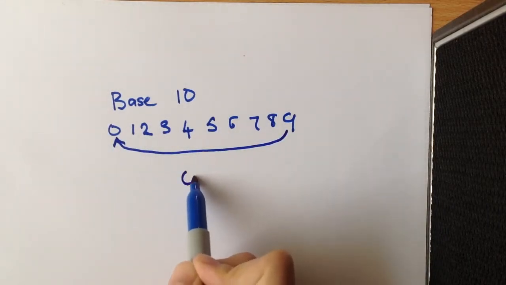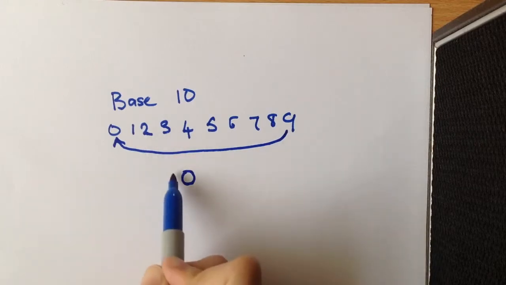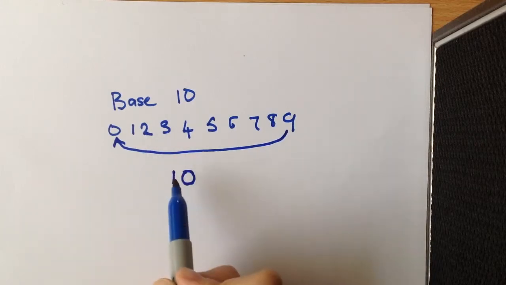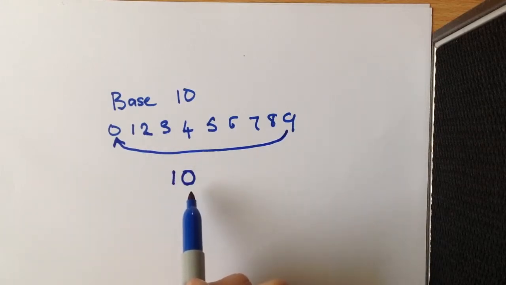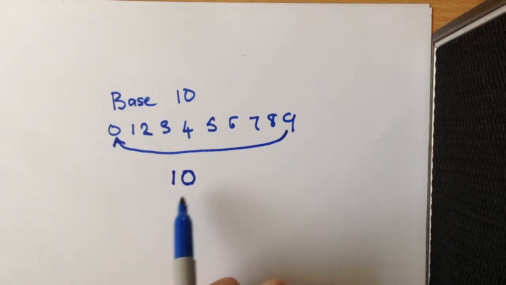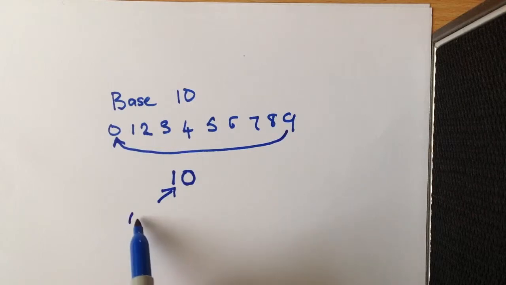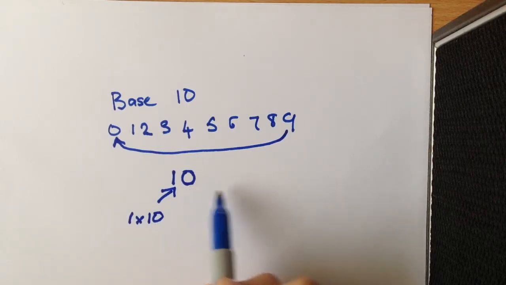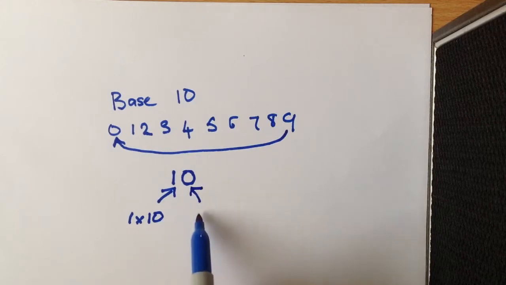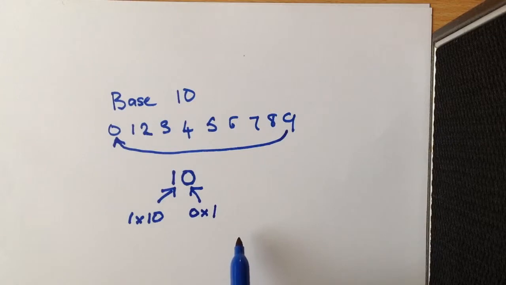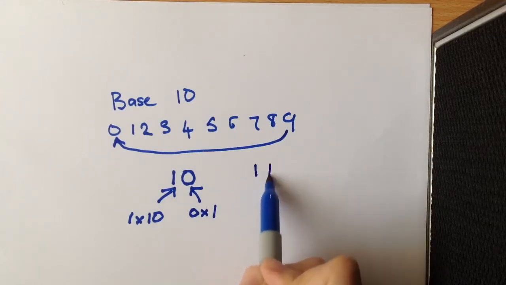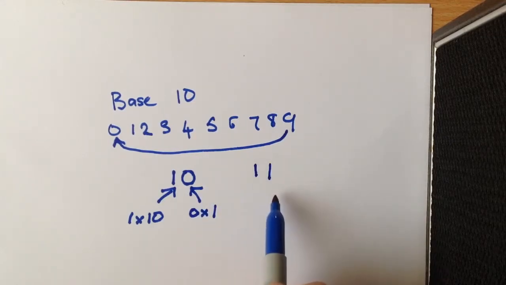We put down a 0 and then a 1 goes in front of it, and we all know, even though we don't necessarily think about it, that this 1 is now worth 10 times as much as it would have been in this position. So that is actually 1 times 10 and 0 lots of 1. So the next number, 11, is exactly the same thing. 1 lot of 10 and 1 lot of 1, and so on and so on and so on.